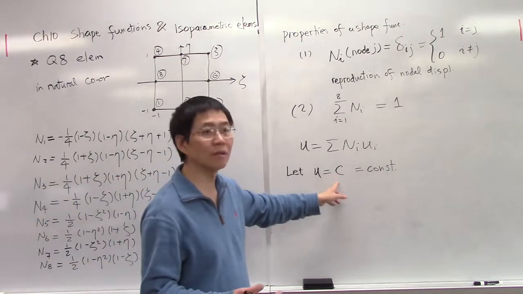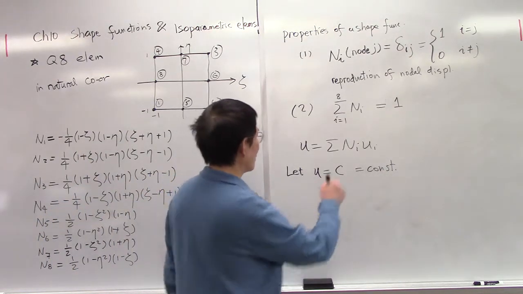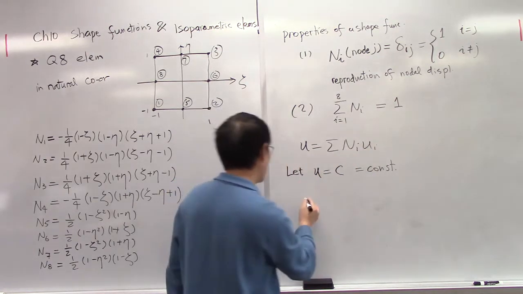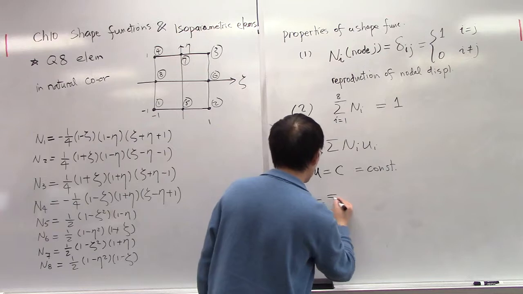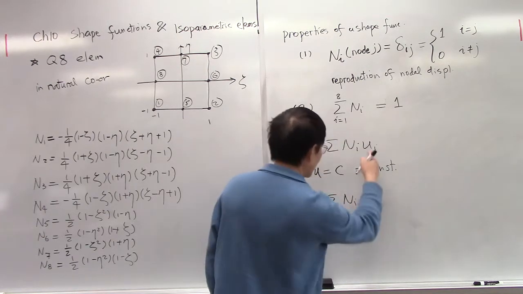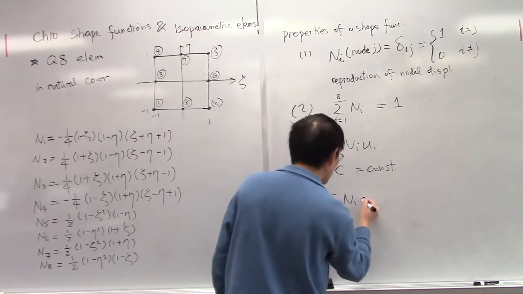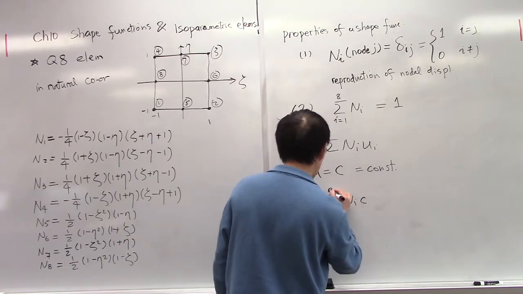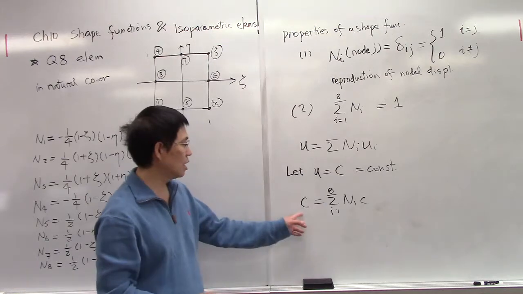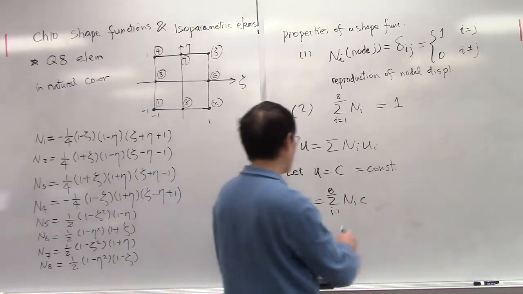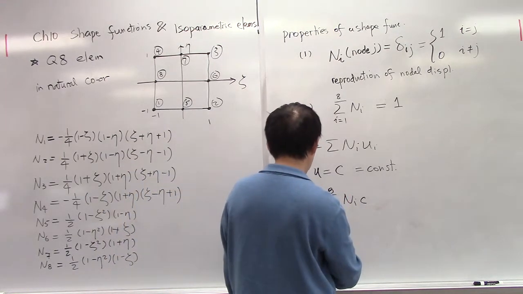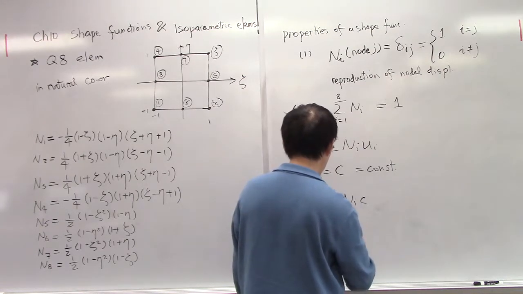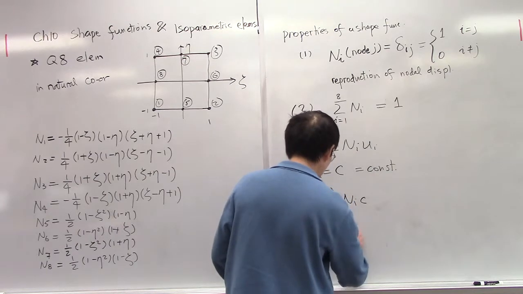Is equal to the same value, C, right? Okay, so this is equal to C. But this displacement is also a constant. So it means C is equal to the summation of Ni times the nodal displacement, which is also C. The summation is from 1 to 8. Well, C is the same constant, so they just cancel. Therefore, 1 is equal to the summation from I equals 1 to 8 of the shape function Ni.